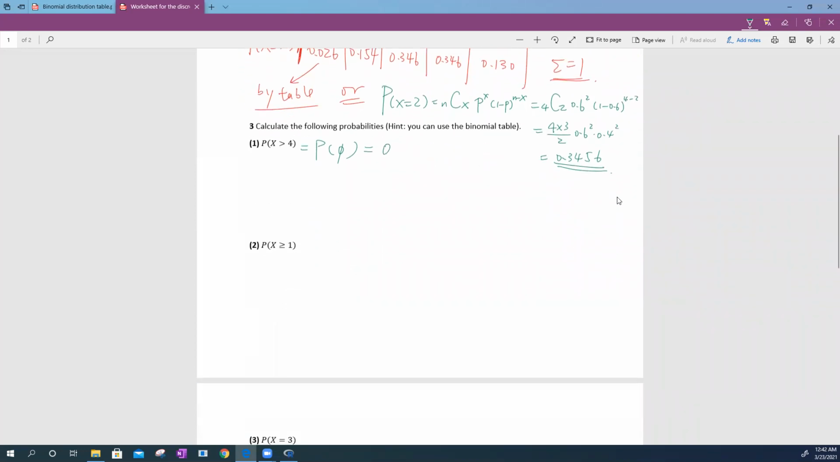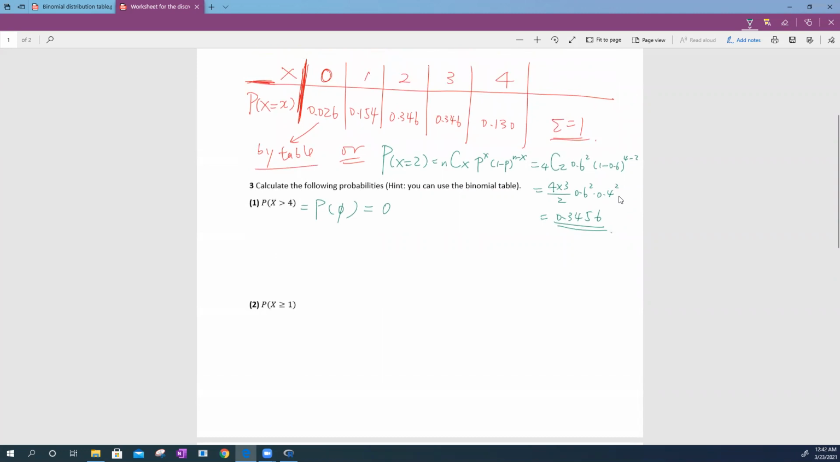And then for the probability of x more than 1, that's the probability of x equals 1 plus the probability of x equals 2 plus the probability of x equals 3 plus the probability of x equals 4. Then you can use all those probabilities and take the sum.